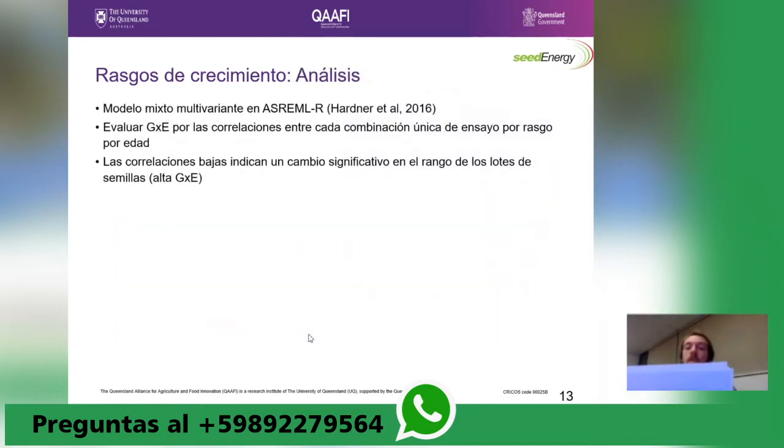This large dataset was analysed in a multivariate mixed model using AS Random. The methodology we used was developed by my supervisor, Craig Hardner, in his 2016 publication, Partner et al. And as I mentioned, we'll be assessing G by E by the genetic correlations between assessments as each unique trial trait age combination. Where low, correlations indicate significant rank change of the seed lots, which is high G by E.